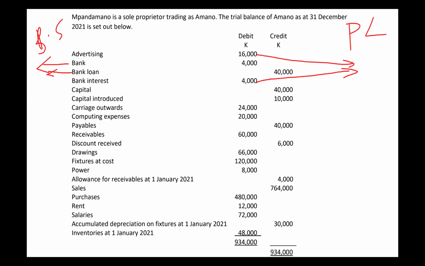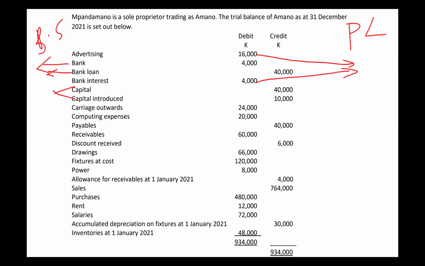What about capital? Capital introduced. Goes in the balance sheet and is an expense. I stand to be corrected. Okay, thank you very much for that one. Any other correction from there? So yes, it goes to the balance sheet, and then it goes under capital and liabilities. Yes, under capital. All right.